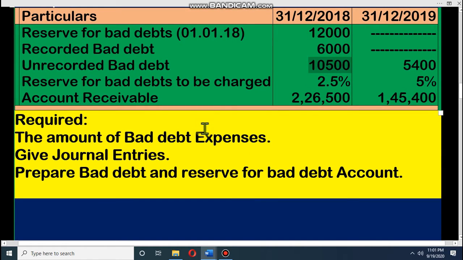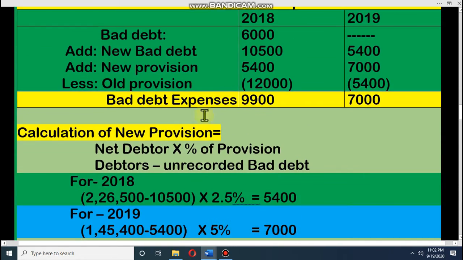You know that reserve for bad debt is charged on net debtors, that means you have to calculate net debtors. Dear student, how can you find out the amount of net debtors? Net debtor into percentage of provision. Net debtor means debtor minus unrecorded bad debt. Dear student, last class we discussed the way of calculating net debtors. In this math, only debtors and unrecorded bad debt. If there is unrecorded sales, we have to add it. If paid by debtors, we have to subtract. If discount allowed to debtor, we have to subtract. In this math we only have two items, debtors minus unrecorded bad debt.